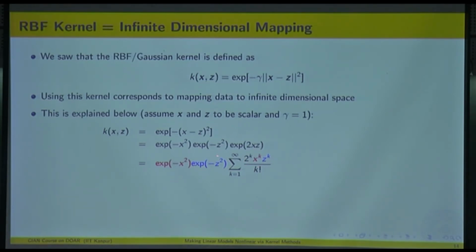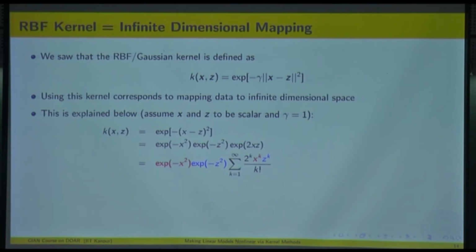Note the form. This is an infinite summation where small k goes from 1 to infinity. Small k denotes the index in this summation. So 2 to the power k, x to the power k, z to the power k, divided by factorial of k. The important point to keep in mind here is that every term in this summation contains both x and z, each raised to the power k. Clear? Everyone with me on this, right?